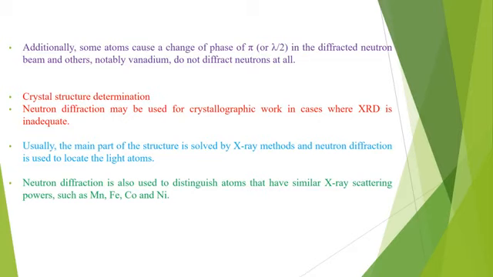Neutron diffraction is also used to distinguish atoms that have similar X-ray scattering powers, such as manganese, iron, cobalt, nickel. The neutron scattering powers of these atoms are different, and for instance, superlattice phenomena associated with the manganese-iron ordering in alloys are readily observed by neutron diffraction.